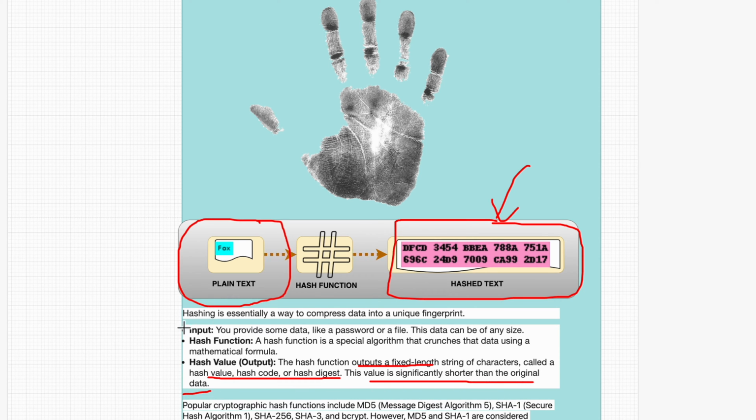So let's read the definition one more time. Hashing is essentially a way to compress data into a unique fingerprint. So we are compressing the data which is sent to a unique and fixed length fingerprint.